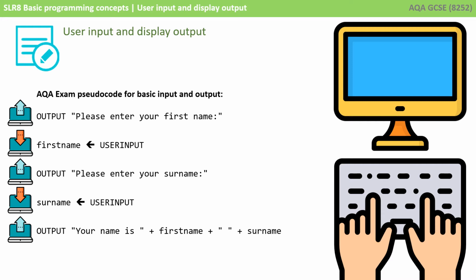We then have another output prompt, please enter your surname, and again another input line gathering some input from the keyboard and this time storing it in the variable surname. Finally, we have one last output line of pseudocode and it outputs the string your name is, and it joins that on or concatenates that to the contents of the string first name, concatenates that to a blank space, and concatenates that to the surname.